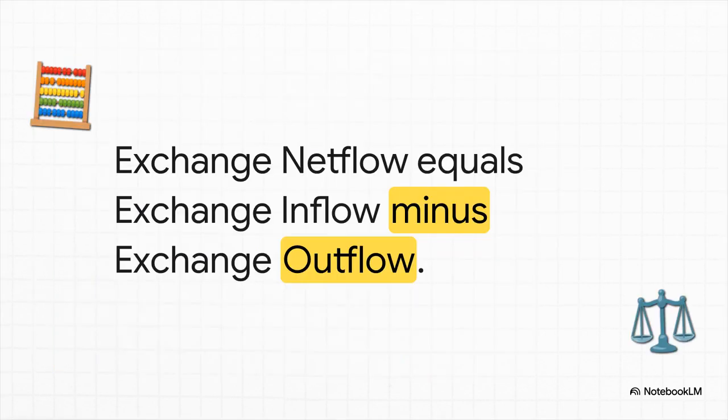Put them together, and you get the ultimate directional balance. Exchange netflow equals exchange inflow minus exchange outflow. That's it. This uncompromising formula calculates the net change in supply sitting on exchanges just waiting to be sold. Once you wrap your head around this simple equation, you can literally stop guessing the market's direction and actually start measuring its exact physical weight.